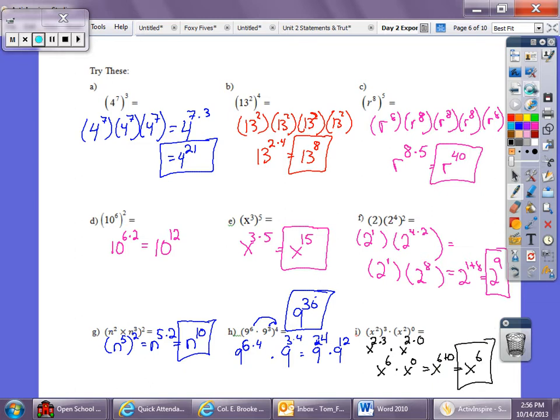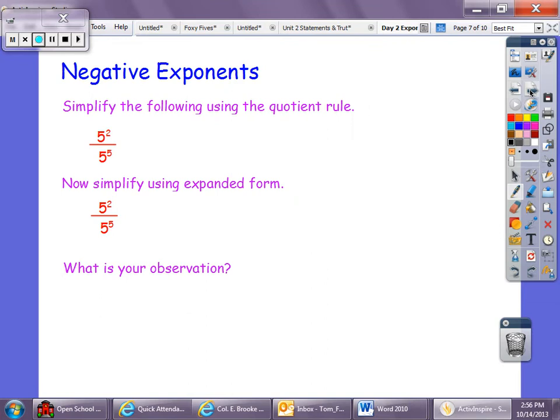And then if we look at our next thing, negative exponents. Now, if I want to simplify this one using our quotient rule, what I can say is that this is going to be 5 to the 2nd minus the 5th. Well, 2 minus 5 is 5 to the negative 3rd. So 5 to the negative 3rd. When we're dividing our exponents, we subtract our exponents. Like bases, subtract the exponents.